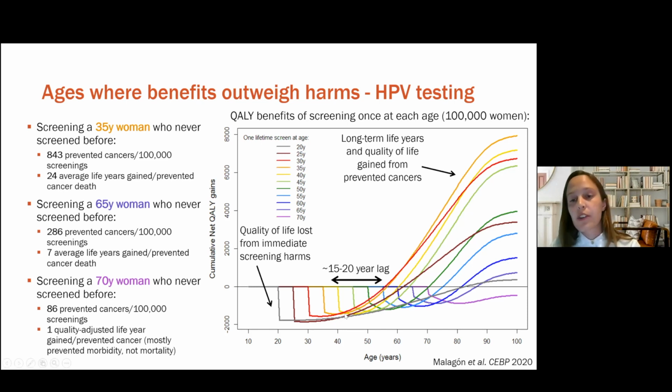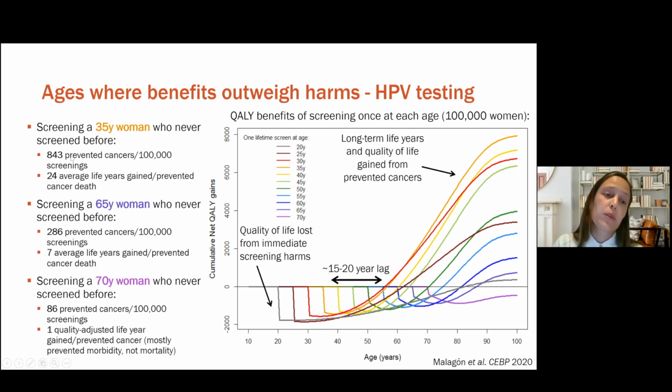However, in the long term, we see that the cumulative net quality gains go up due to the prevention of cervical cancers and cervical cancer deaths. And so, in the end, it's as would likely be expected. We do think that the benefits largely outweigh the harms of screening a 35-year-old woman. However, there is a 15 to 20-year lag between the time that the harms occur and the time the benefits occur.